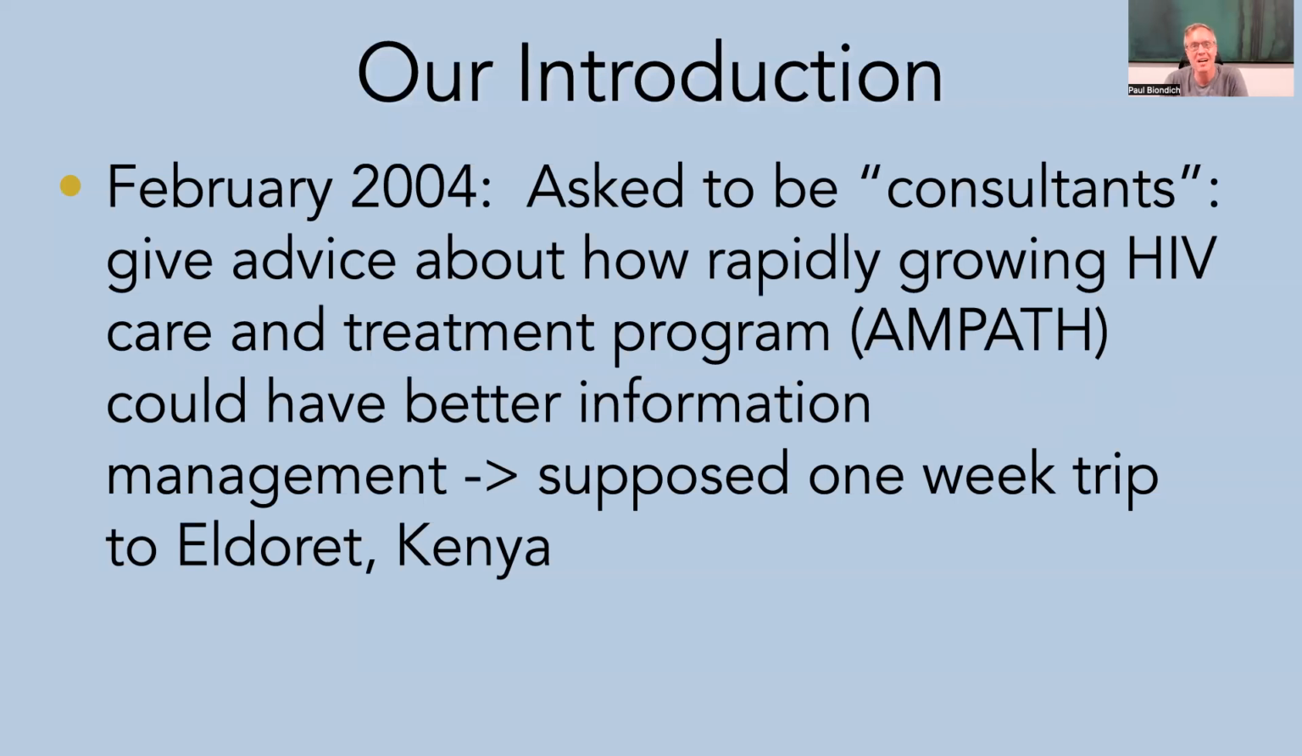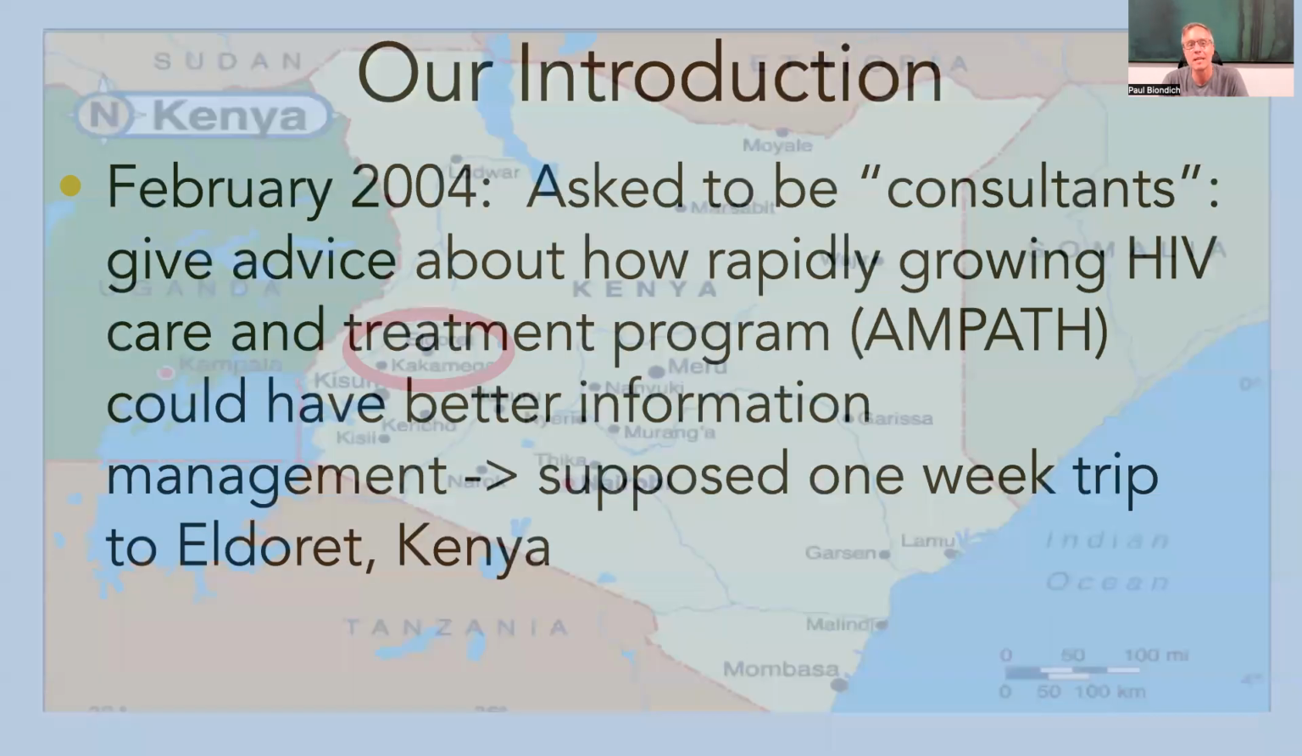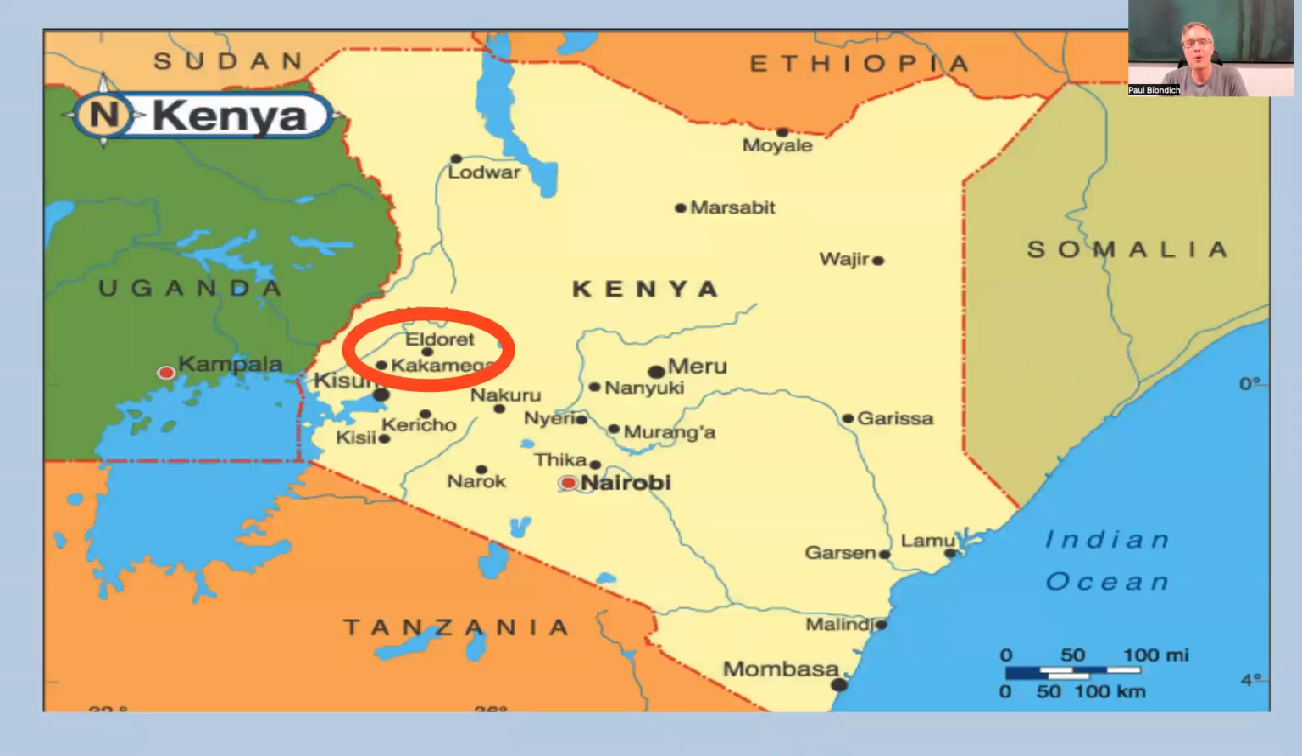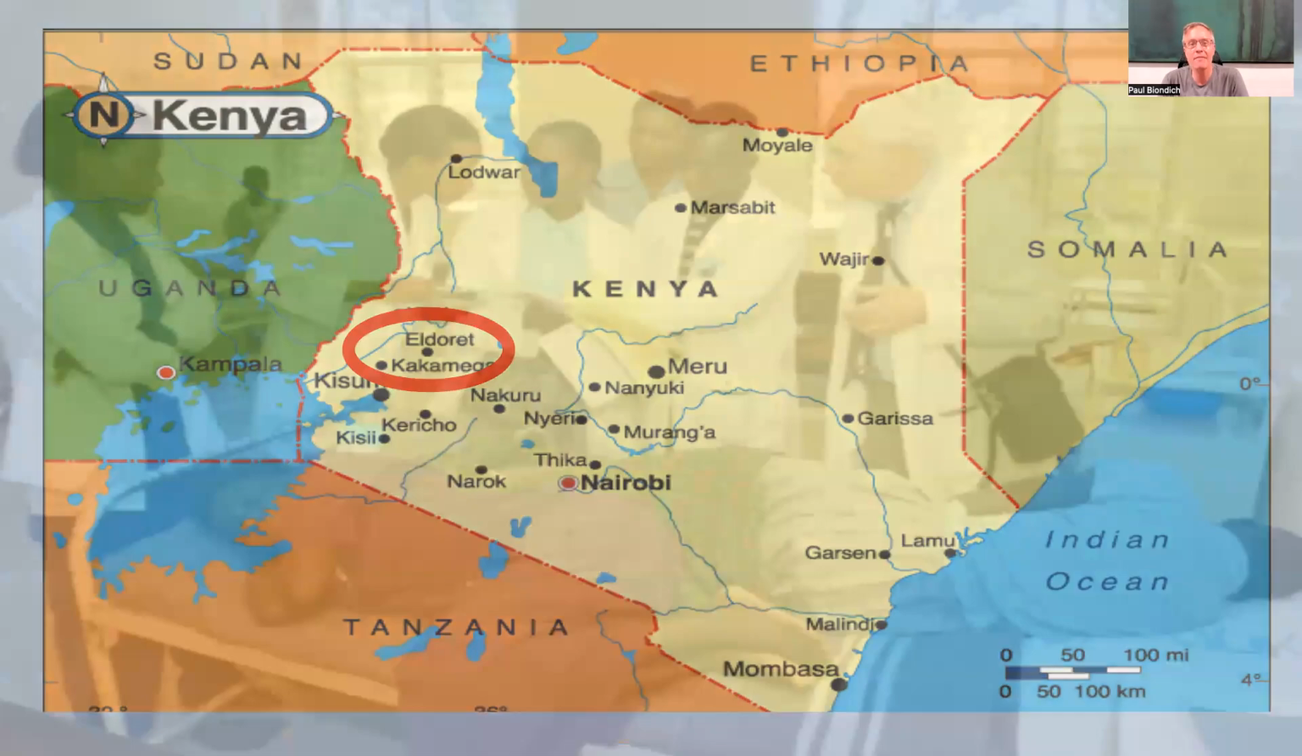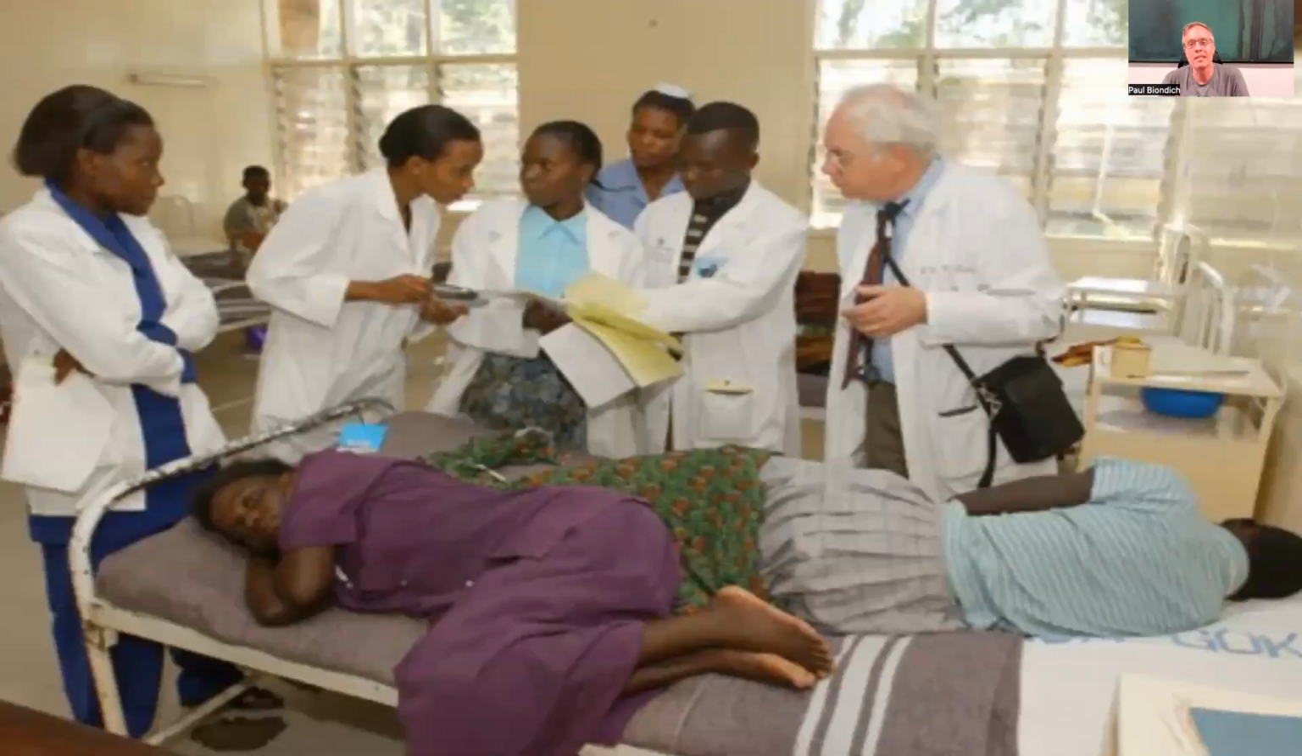I was reluctant to go. To be honest with you, I had never at the time gone farther from the US other than like Bermuda. And so it wasn't really clear to me how someone of my background was going to be helpful in that environment. For those of you who aren't aware, Eldoret is in Western Kenya. And when I arrived there, I worked in the clinics for the first day. And this is a picture that we took during that trip.